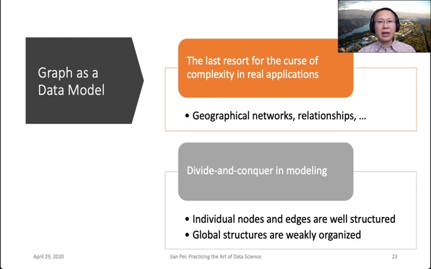There are many different types of graphs, such as geographical graphs, relationship graphs, social networks, and so on. And if we think about graph a little bit, indeed, graph is a very ideal case of divide and conquer methodology in data modeling. Why? Because every individual node and every individual edge is very well constructed, while the global structures are weakly organized. This gives us a perfect tool to do divide and conquer.